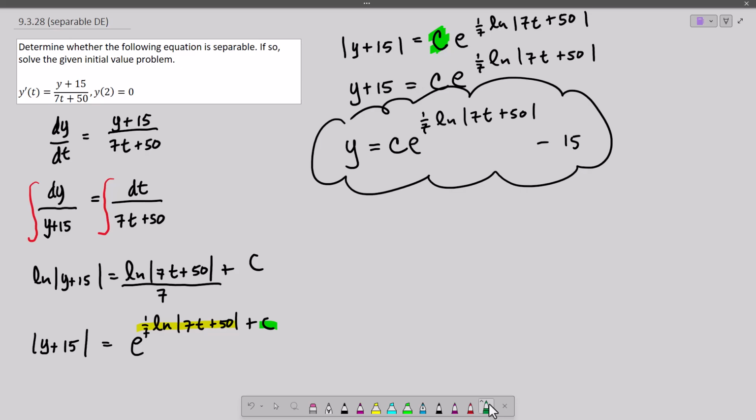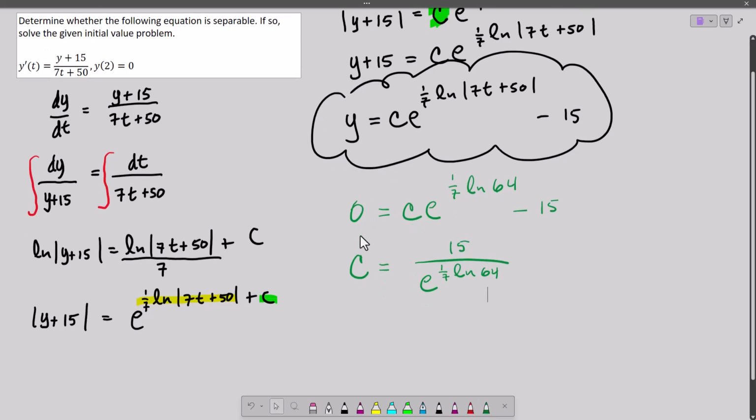Plugging in the initial value, y is equal to 0 when t is equal to 2. So when t is equal to 2, we get 64 inside the absolute value bars, which is inside the natural log. Okay, let's solve for c here. So add 15 and divide by the exponential. Then we have this is our c value.